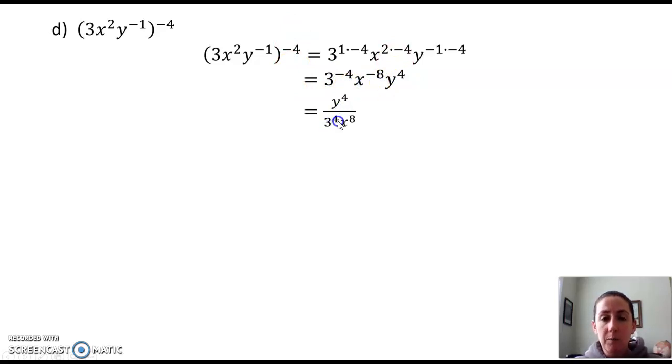And now that I have 3 being raised to a positive exponent, I can take 3 times 3 times 3 times 3 to get 81. So I have y to the 4th over 81x to the 8th.